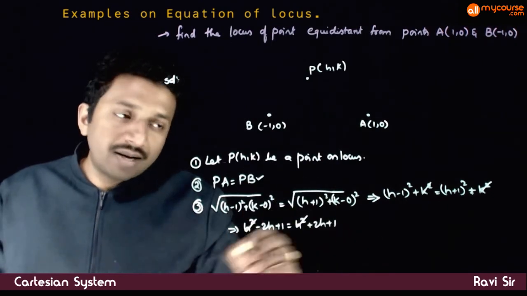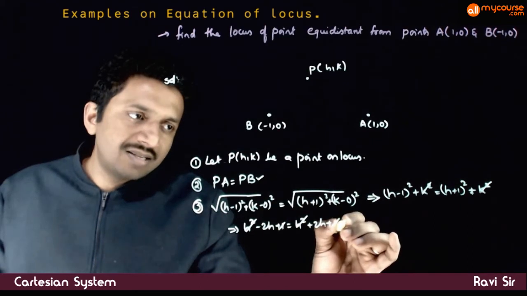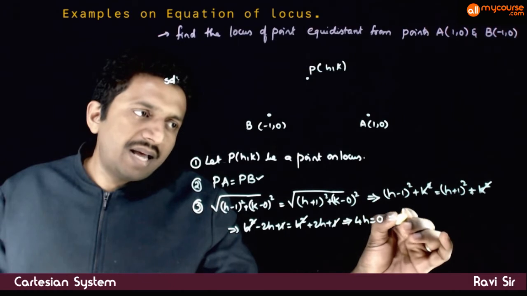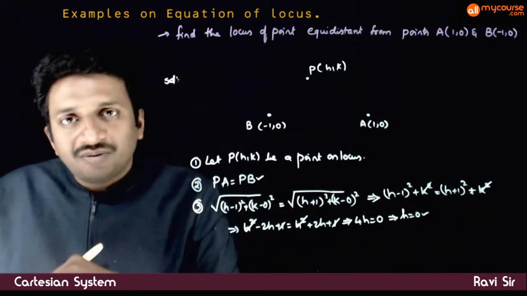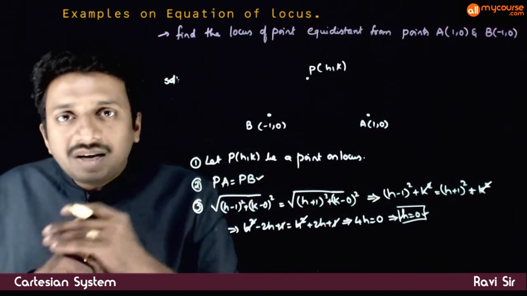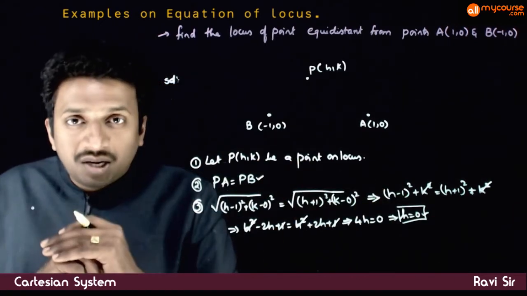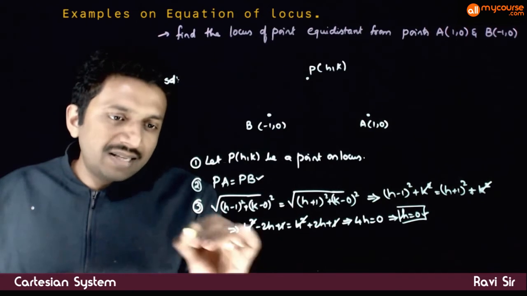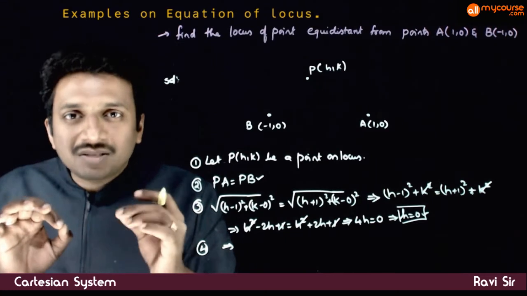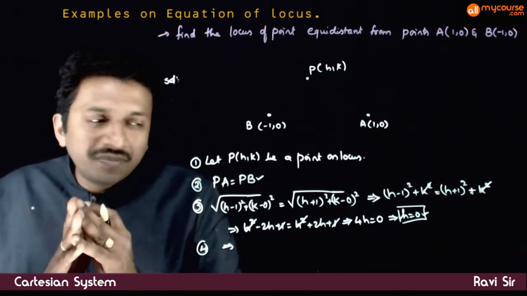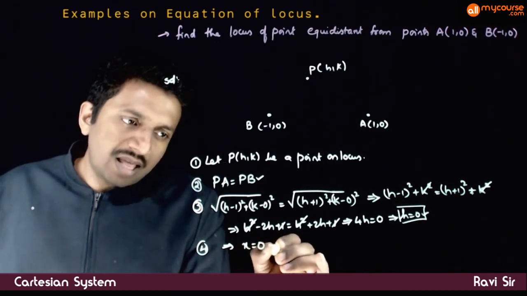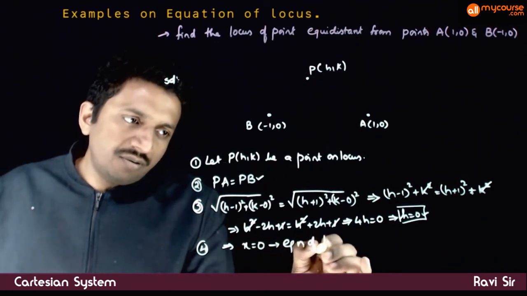So h square and h square get cancelled, 1 and 1 get cancelled. This implies 4h is equal to 0, and this implies h is equal to 0. So finally you got an equation completely in terms of h and k without any extra variables. Once you get the equation, you just need to put x in the place of h and y in the place of k. So you don't have k here. So the equation of locus is x is equal to 0.